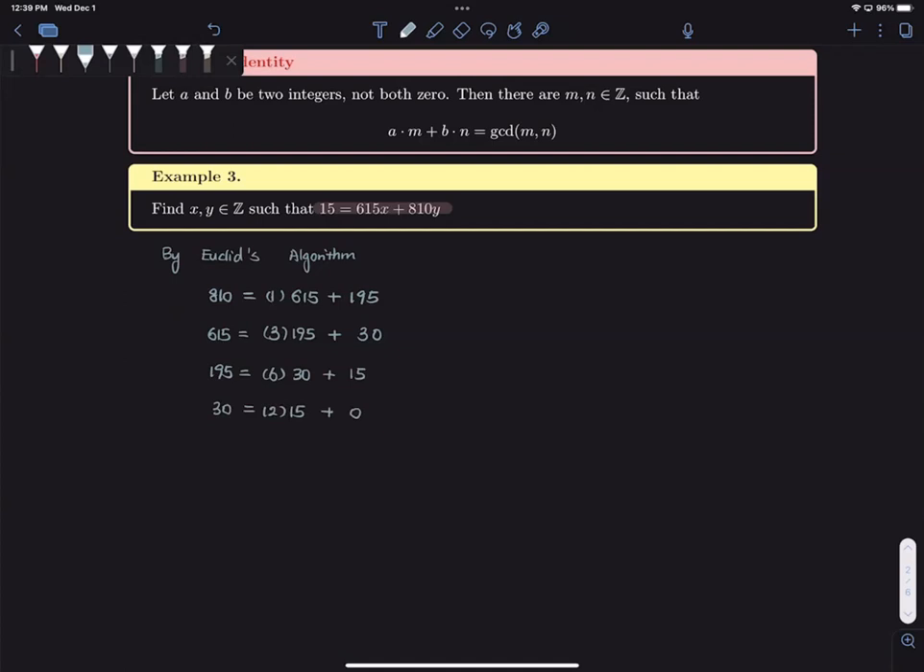This hurts your brain. Why? So basically you're doing this. Move this to here. Move this to here. And so on. See? GCD is 15. So we know that GCD of 615 and 810 equals to 15.